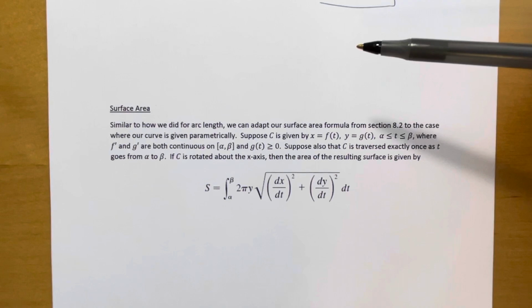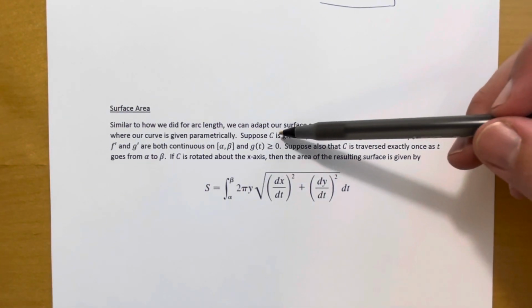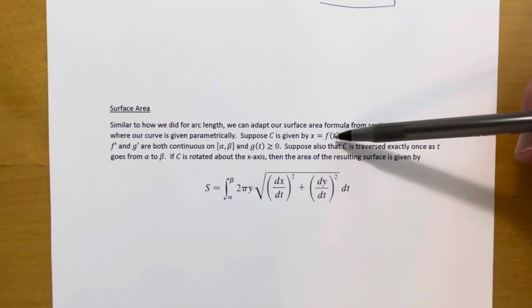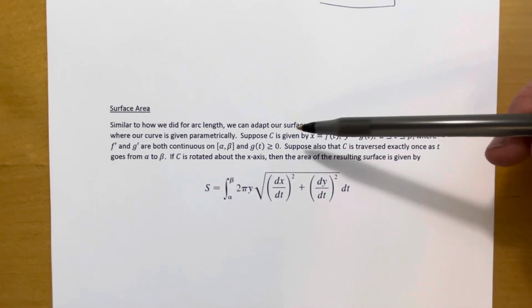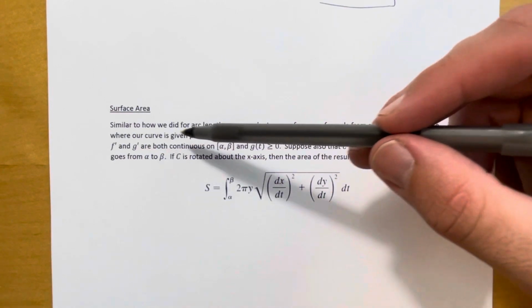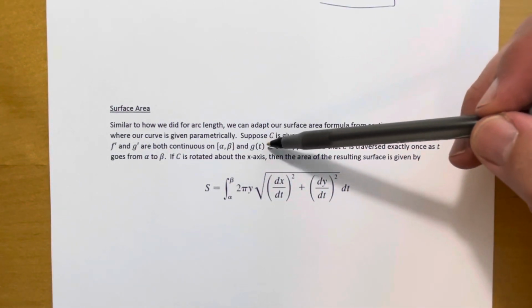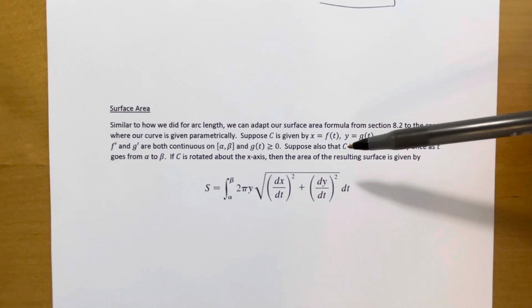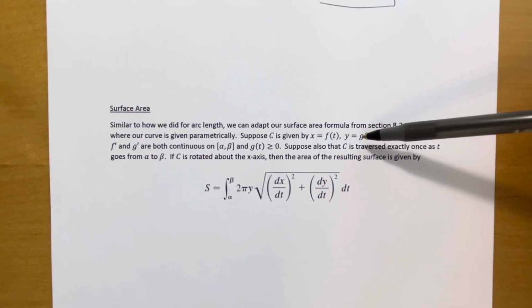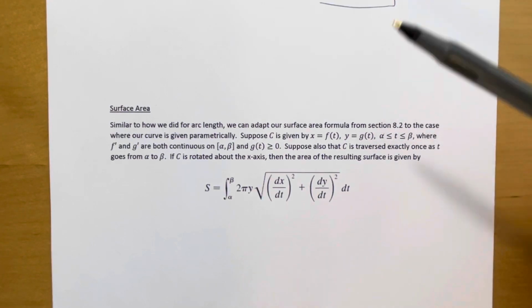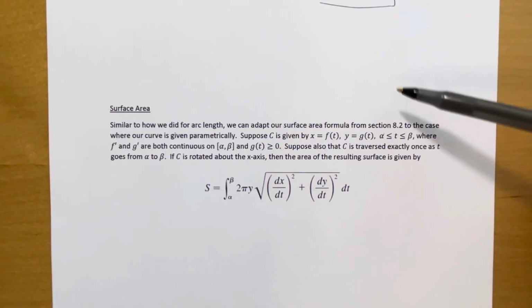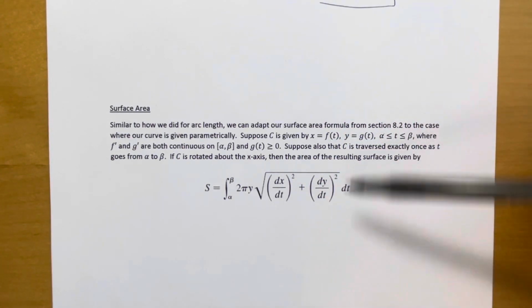So our surface area, well, let's do this. Let's suppose that our curve C is given parametrically by x equals f of t, y equals g of t, where t runs from alpha to beta. And then where f prime and g prime are both continuous on this interval, and g of t is greater than or equal to 0. So that g of t being greater than or equal to 0 means that y is greater than or equal to 0. And what this is doing is just making sure that the curve is completely above the x-axis, so that when we rotate it, it's just something from one side of the x-axis that's rotating around that axis.